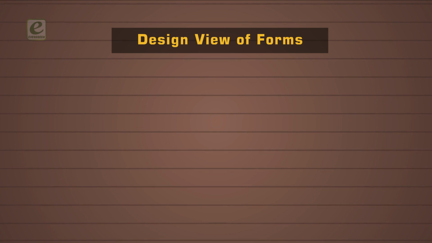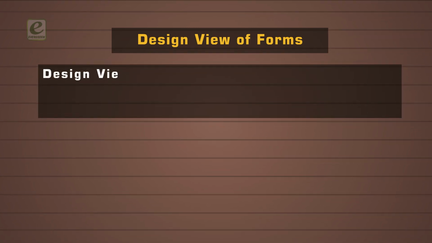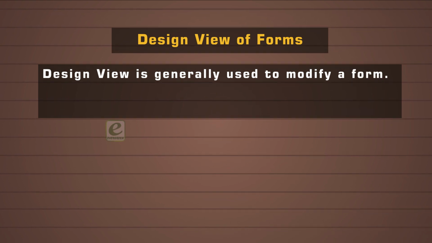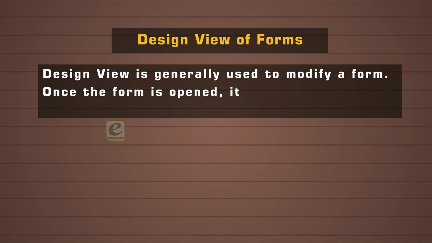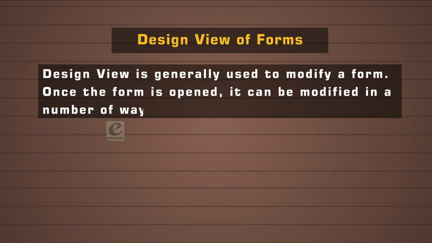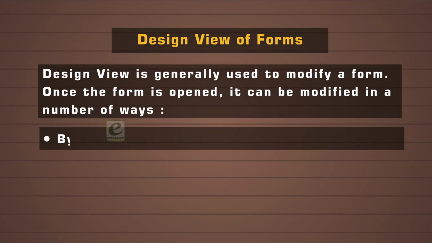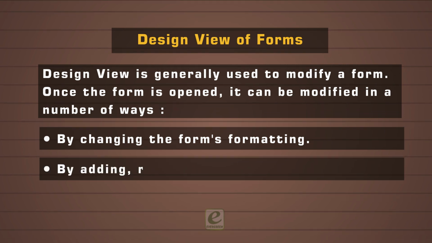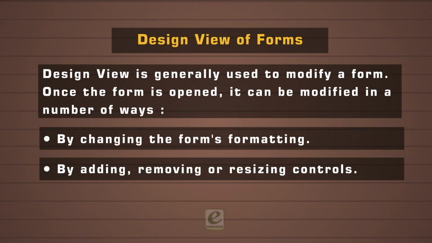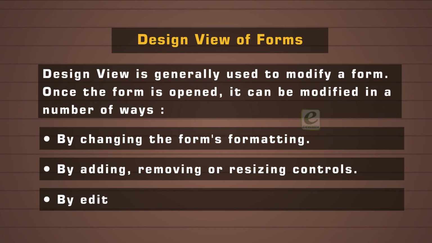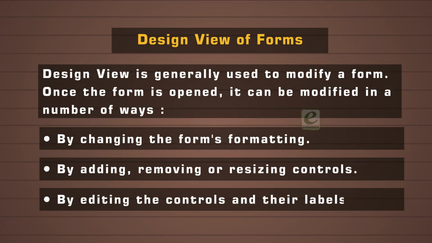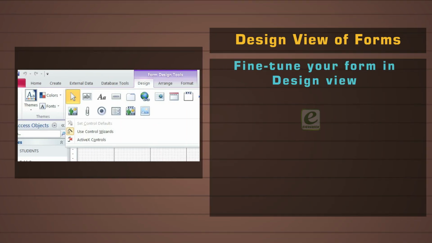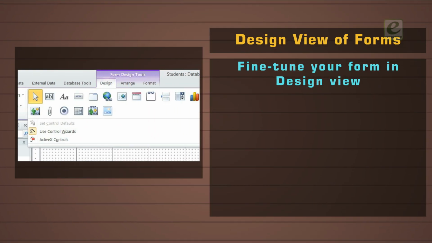Design view of forms. Design view is generally used to modify a form. Once the form is opened, it can be modified in a number of ways: by changing the form's formatting, by adding, removing, or resizing controls, by editing the controls and their labels. Fine-tune your form in Design view.